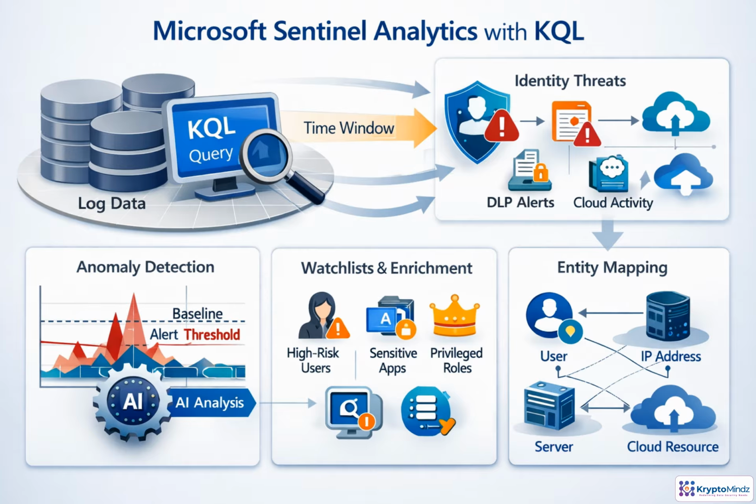In Sentinel, detection quality depends on how well KQL turns raw events into context. Filter AI guardrail or application logs into a clear time window. Summarize repeated behavior by user, session, app, or IP. Join that activity with identity risk, DLP alerts, and cloud logs. Add watchlists for privileged users or sensitive systems, and map entities so incidents open with the people, resources, and relationships analysts need.